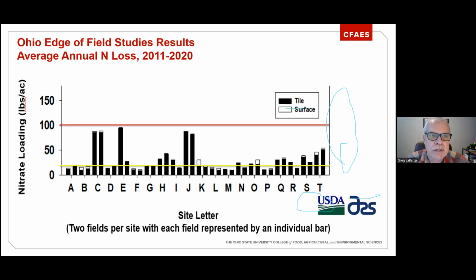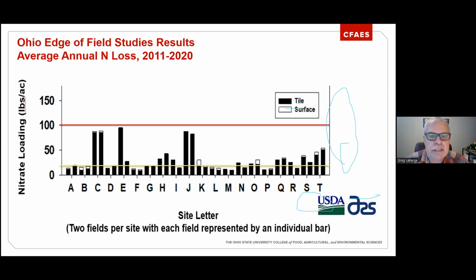The yellow line is from Ohio EPA, which has done some mass balance studies on the watershed going into Lake Erie from the Maumee River. Based on the number of acres and the amount of nitrate going in, they come up with an average of about 20 pounds per acre being released. So you can see a number of sites that are above that background level that we are describing in that mass balance study.